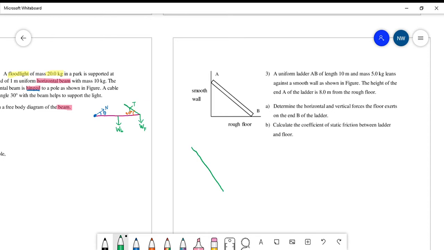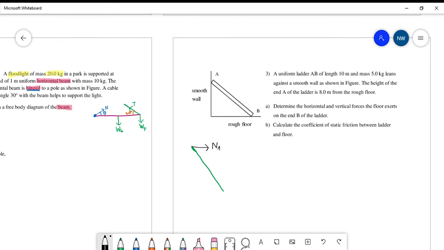So the ladder should have force acted on the ladder due to this smooth wall. Okay, so dia akan ada normal force. Okay, so normal force tu kita akan ikut surface kita. So normal force dekat atas ni dia akan jadi to the right, perpendicular to the wall. So wall kita macam tu. So ini adalah normal force dekat A.